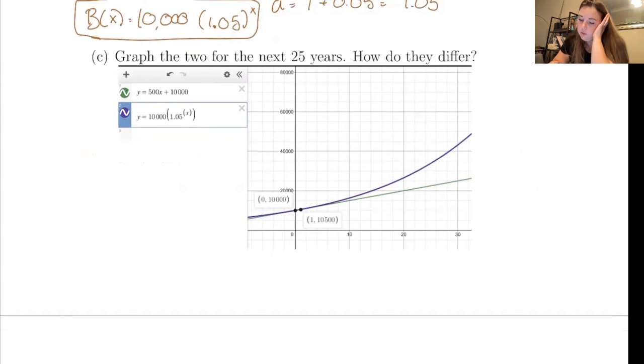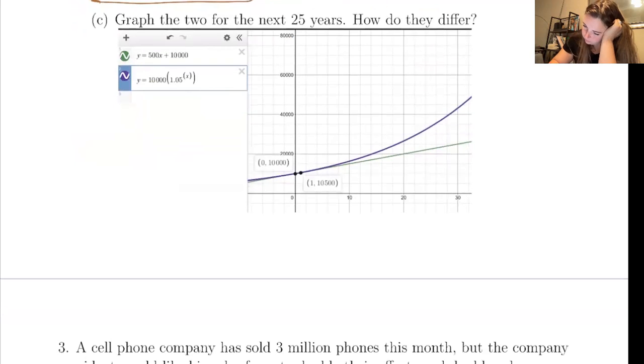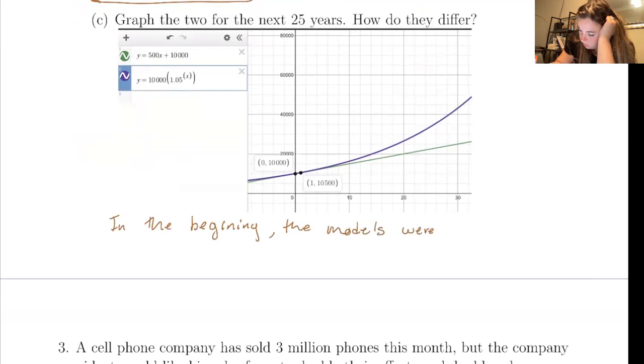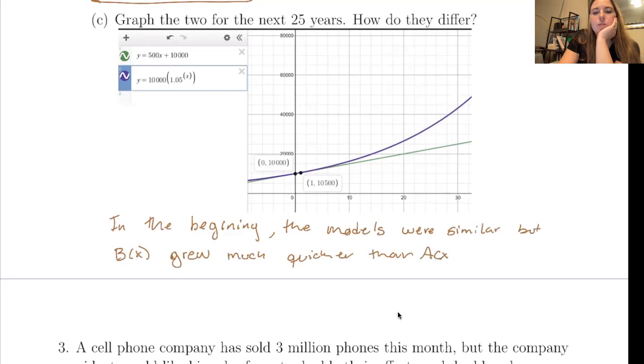So how do they differ? We can say, in the beginning, the models were similar, but B of X grew much quicker than A of X. Basically, just describe what the graphs are doing compared to each other.